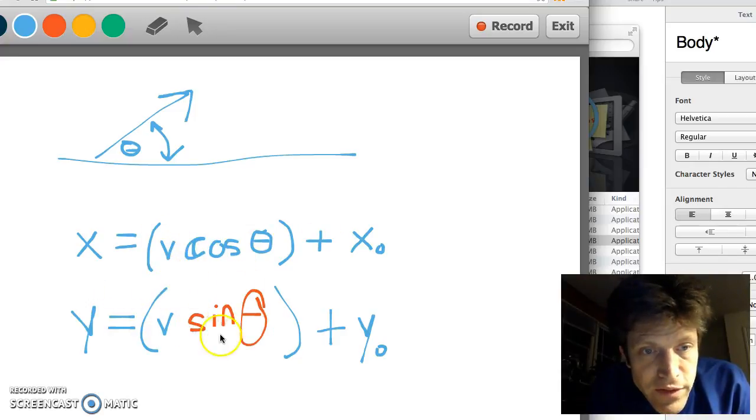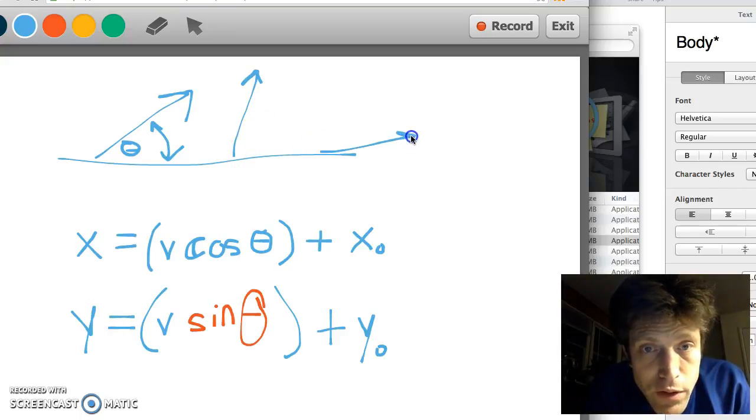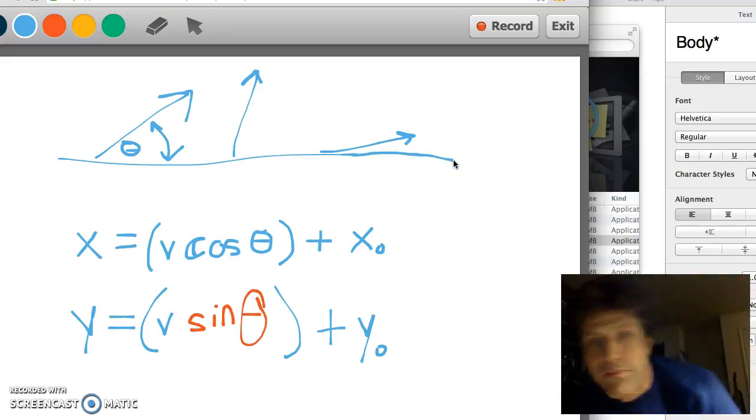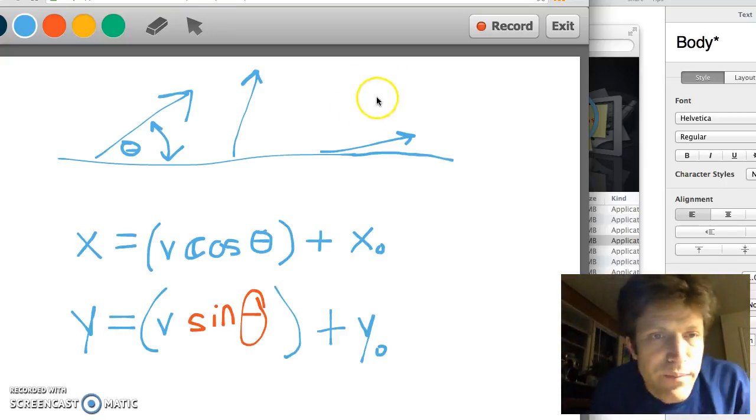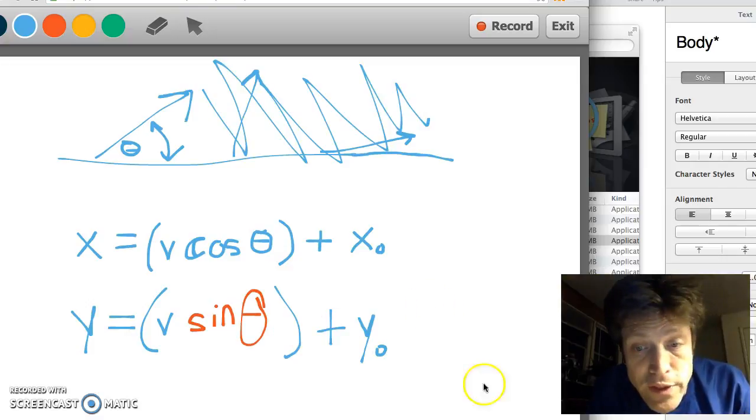Maybe it makes sense, as the angle gets bigger and bigger, then we start moving up more, right? But if the angle is smaller, we can move that way more. Actually, ignore that last thing I just said. Ignore that. But use these equations.